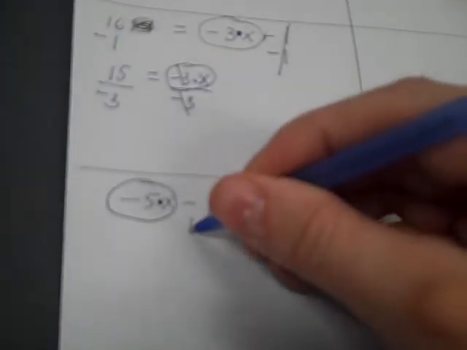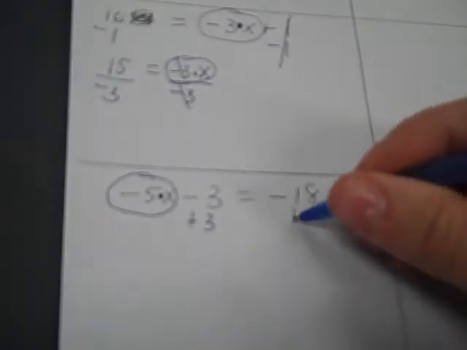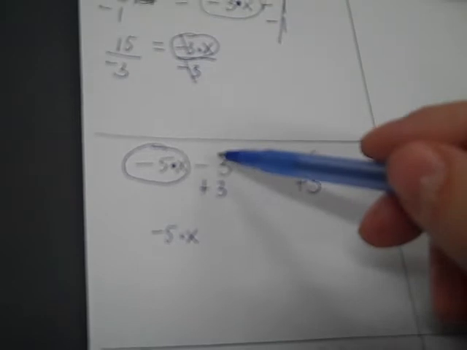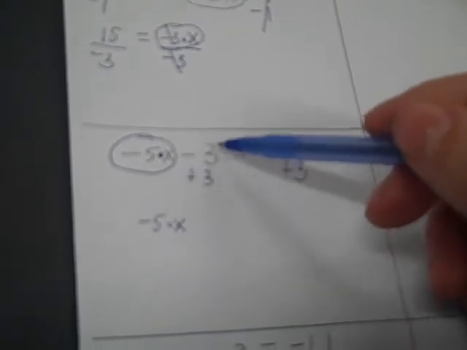So what's the opposite of subtraction? Addition. So we're going to add 3 again, so I have negative 5 times x. That's okay. So that was a subtraction of 3, but now when I'm looking here, I'm thinking of it as negative 3 plus 3.